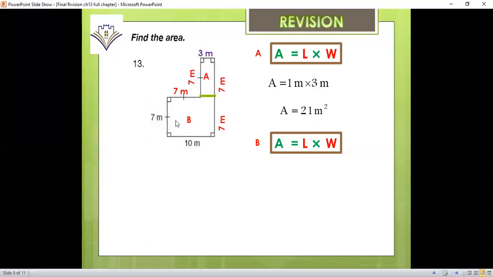The second, B, is a rectangle, and the length is 10 and the width is 7. Then 10 multiplied by 7 equals 70 square meters. We need to calculate the total area. The total is found by getting the sum: 21 and 70 is equal to 91 square meters.